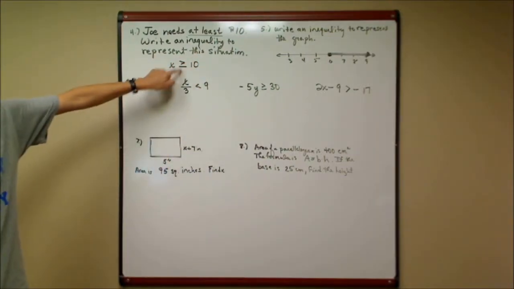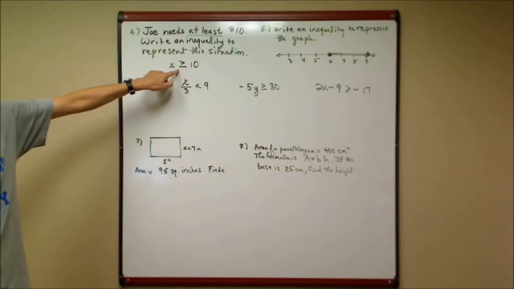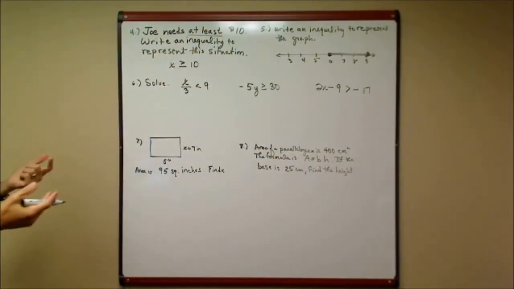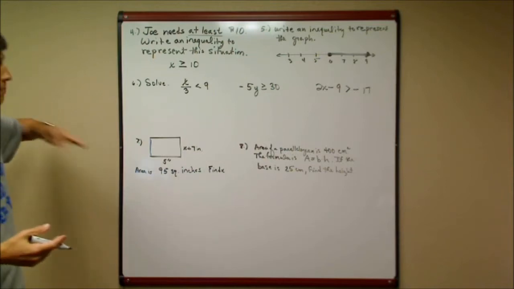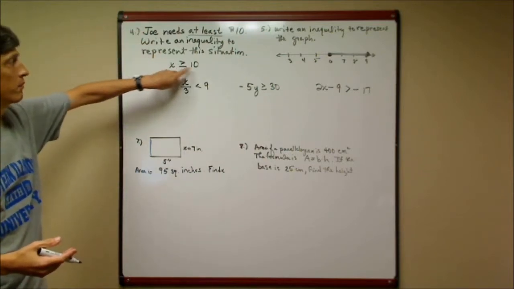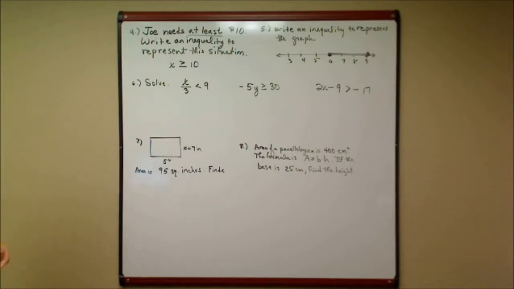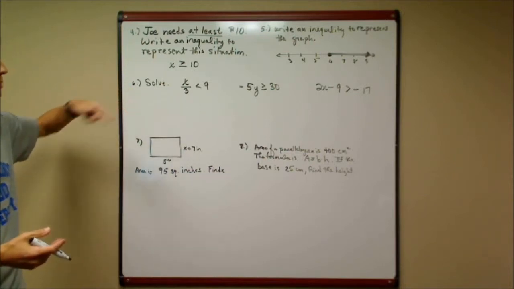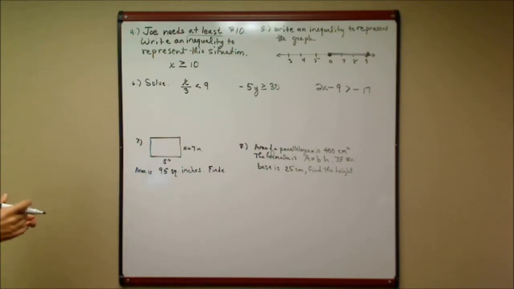The equal to, because at least means it could be 10. The greater than means because it could be more than 10. I know at least sounds like it should be smaller, but at least gives a minimum, and anything higher than the minimum of 10 works. That's why we have the equality. Now if I said at most, then it would be the other way around. It would be less than or equal to, because then that would be the cap. That would be the upper limit.